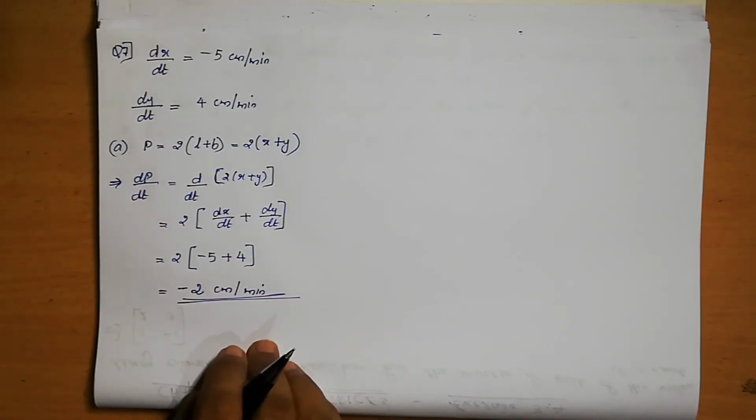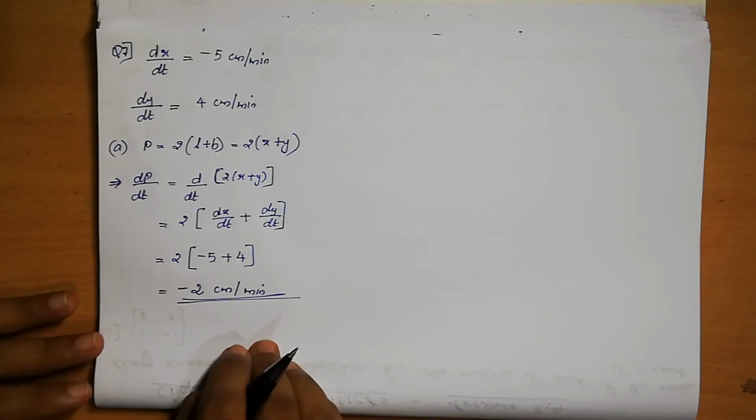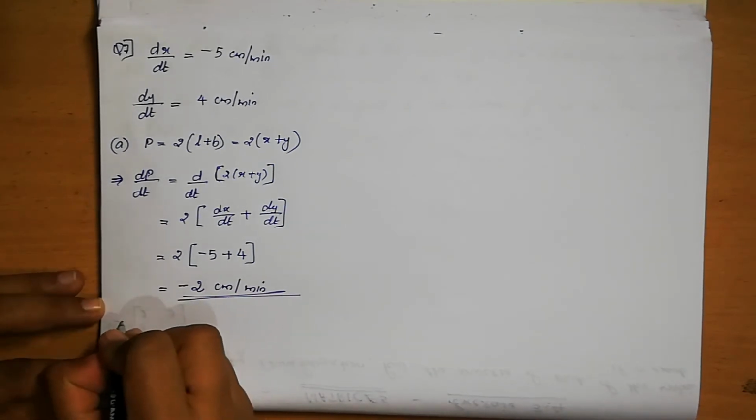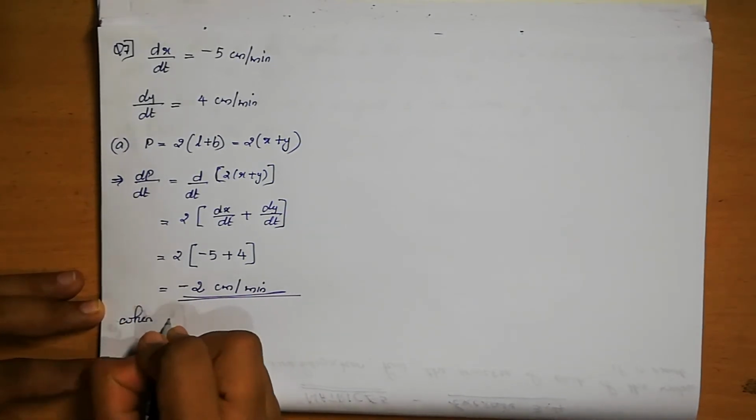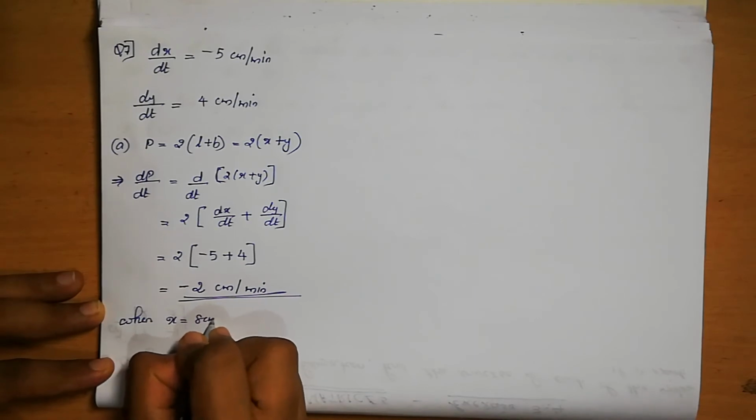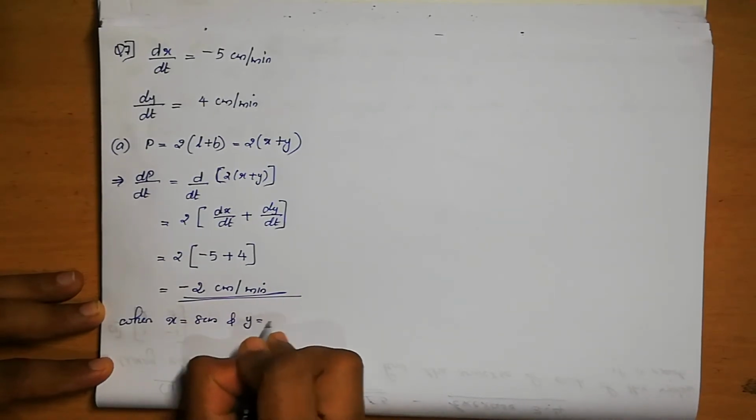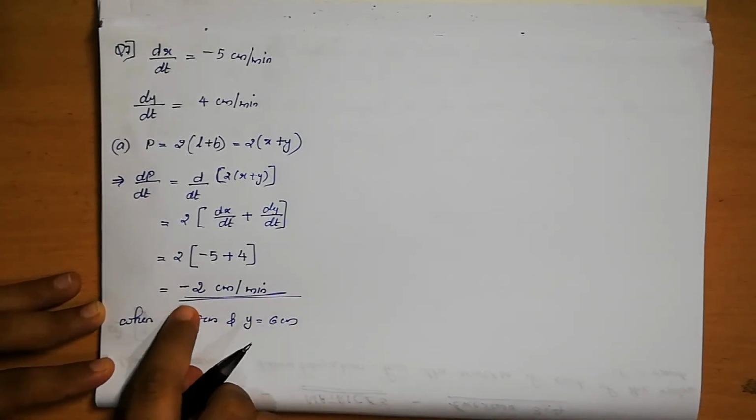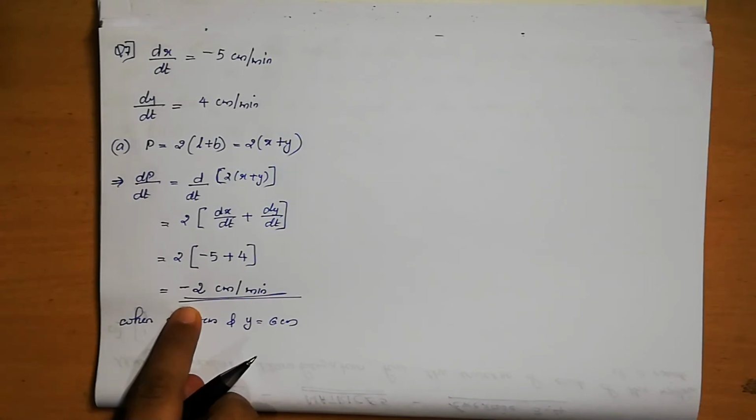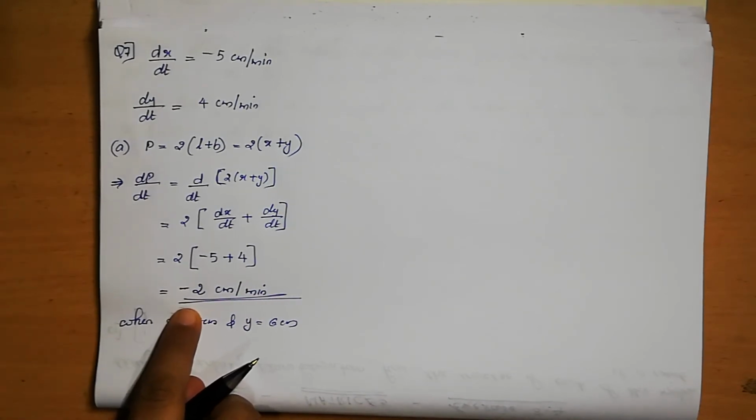So what do we need to find out? When x equal to 8 centimeter and y equal to 6 centimeter, we need to find the perimeter, right? That means here there is no x term and y term, so we are not able to substitute the value of x and y in this equation, right?